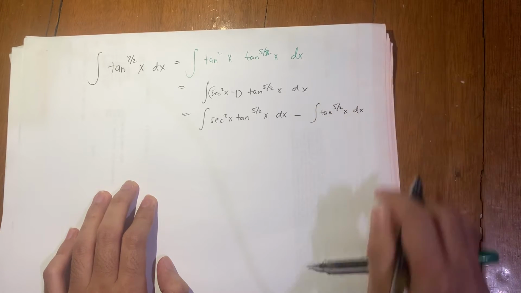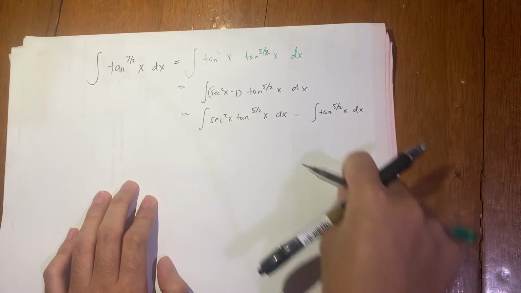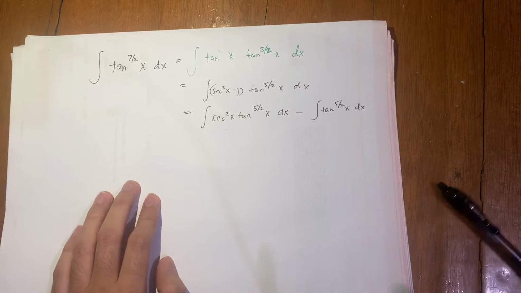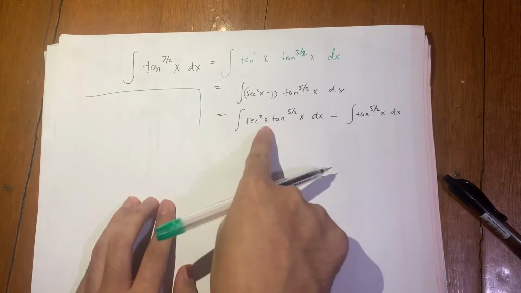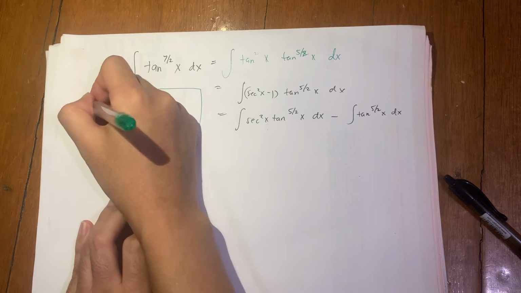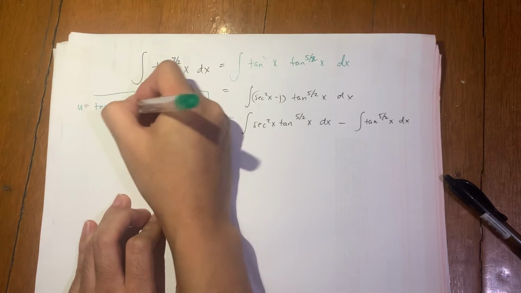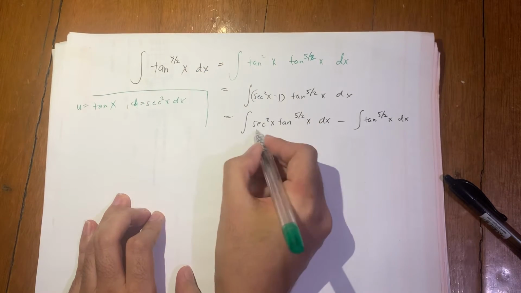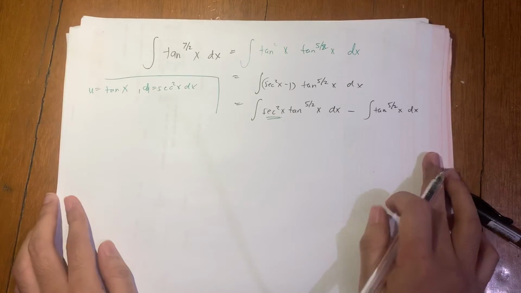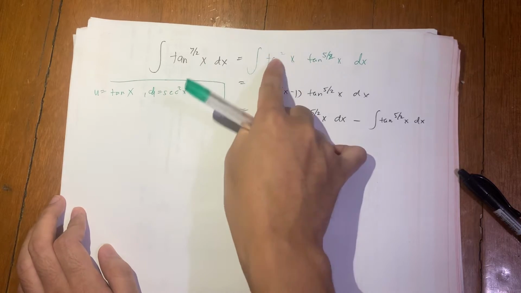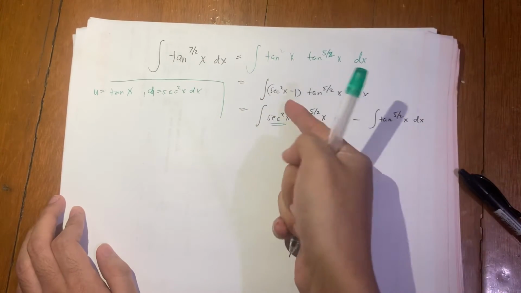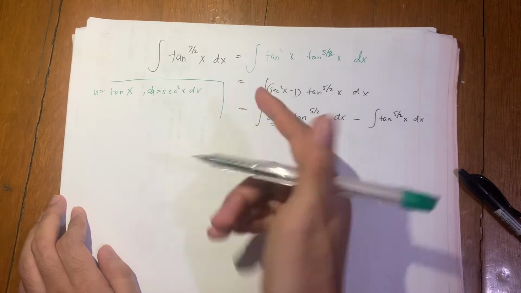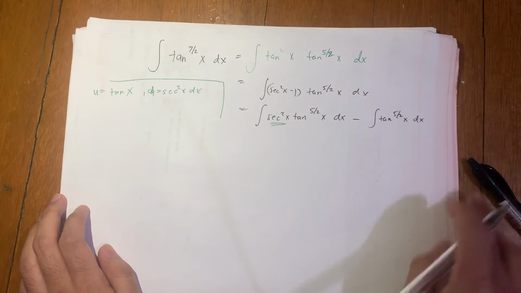x dx. So this one, I can already solve by using the substitution u is equal to tangent x, so du is equal to secant squared x dx, which is why we tried to extract the tangent squared in the first place. It is for this purpose, to get something in terms of secant squared.